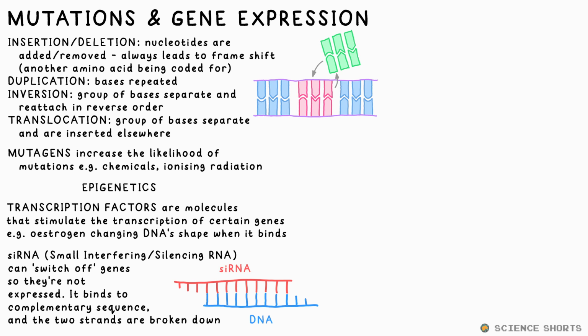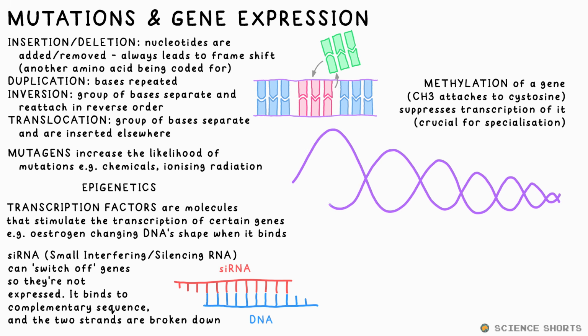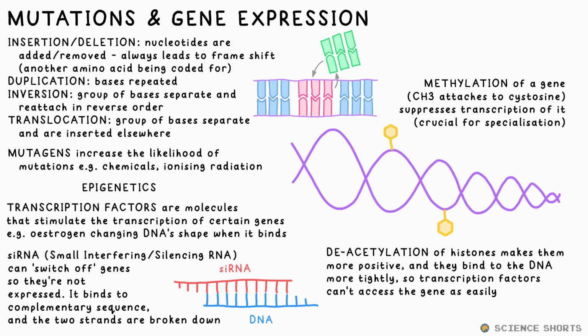This is the realm of epigenetics. Genes can be methylated. A methyl, CH3 group, is attached to cytosine, which suppresses transcription. This happens in stem cells in order for them to specialize. Another mechanism is histones, positively charged proteins binding to DNA more tightly when they're acetylated less as they become more positive. This results in transcription factors being less able to access the gene.